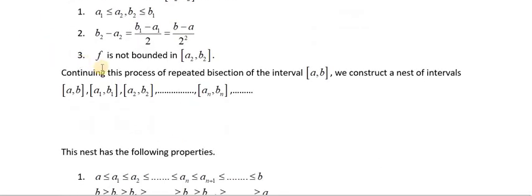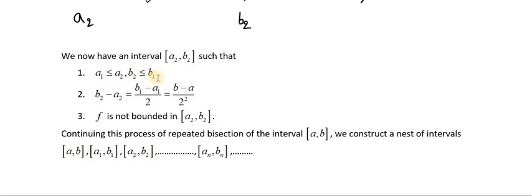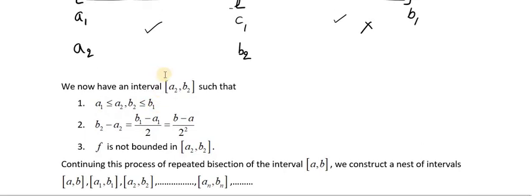So observe. First one is A1 less than or equal to A2. I already told: less than true means equal false, equal true means less than false. That's why in this case we have A1 equal to A2. B2 is less than B1. So first one is okay.